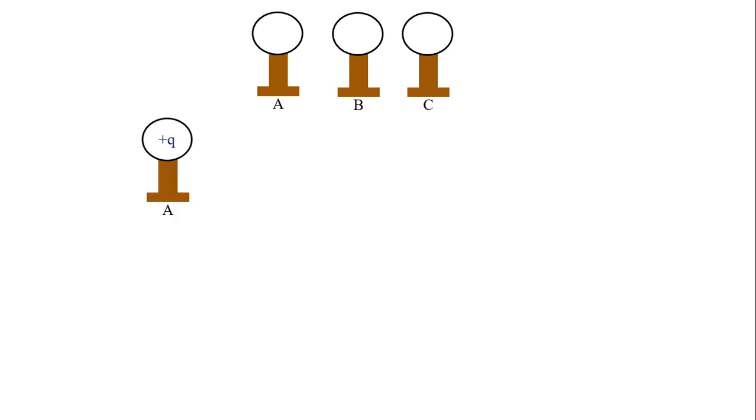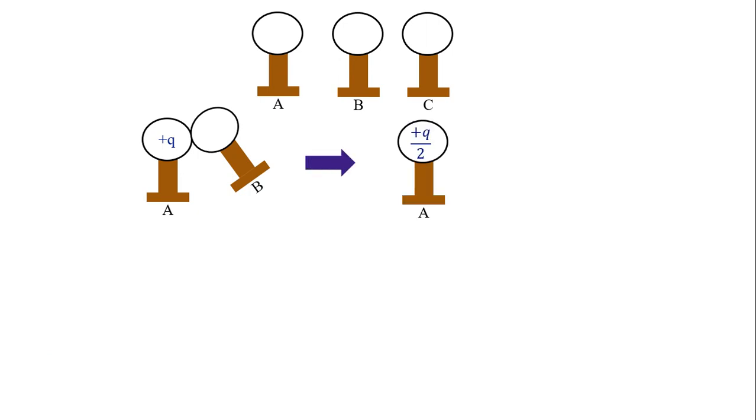There's my A, B, and C. So now I have A, which has plus Q. I touch it to B. And then I have Q over 2 and Q over 2, because charge has to remain the same. So it kind of equals itself out. I have a distance D.